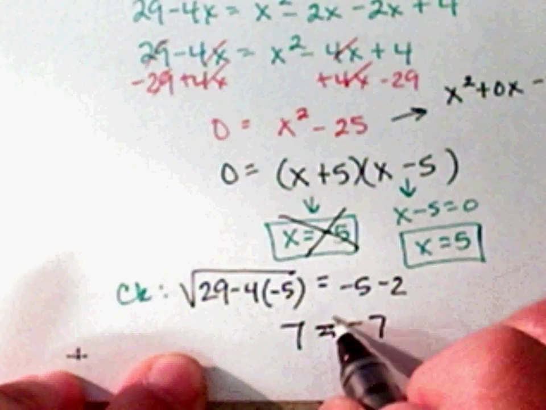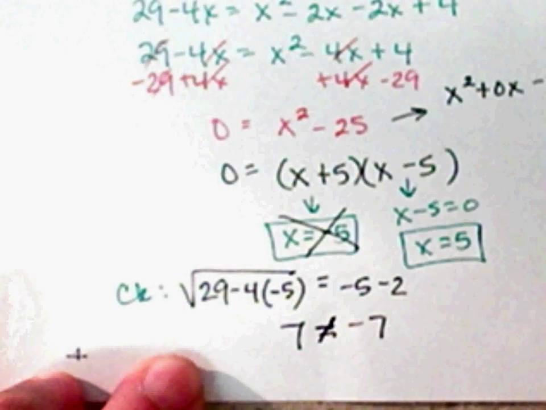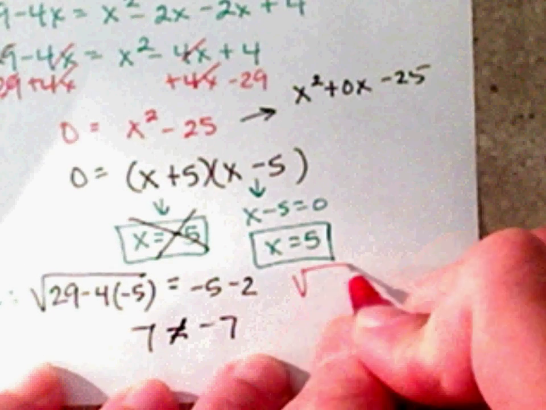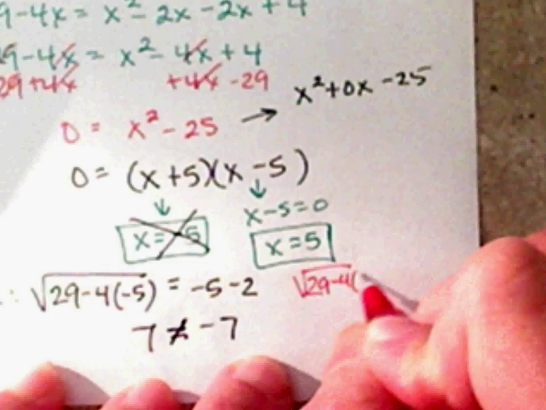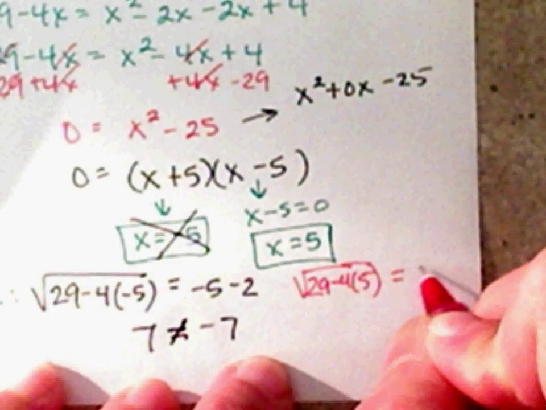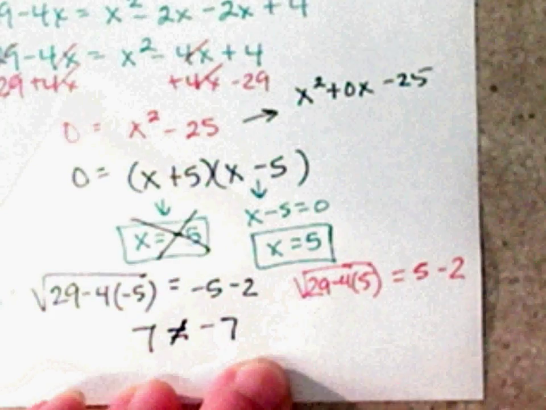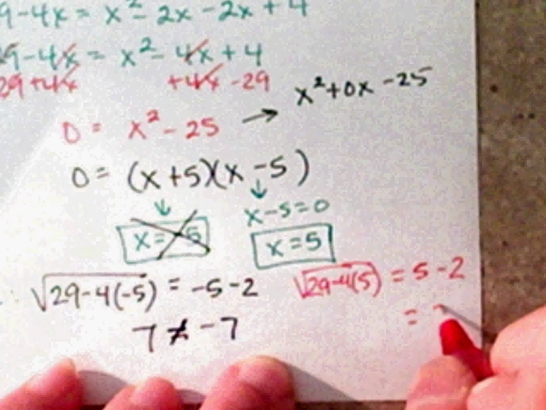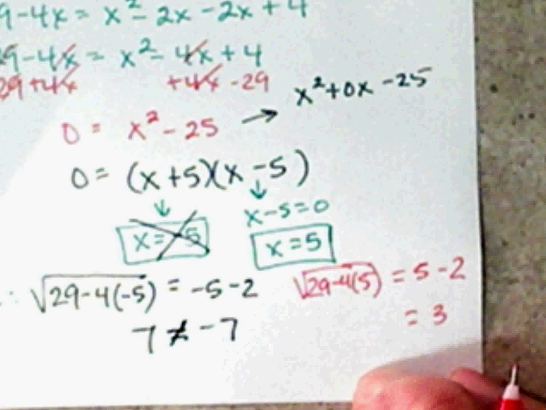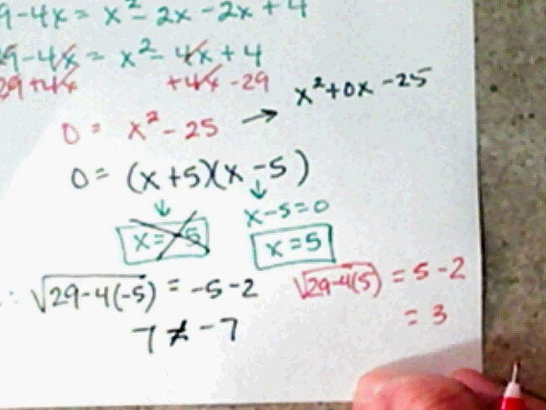Let's check the other one, the 5. Let's see. 29 minus 4 times 5 is equal to 5 minus 2. What is 5 minus 2? 3. So you got 29 minus 20. That leaves you 9. Square root of 9 is 3. That worked. So there's your answer for that one.